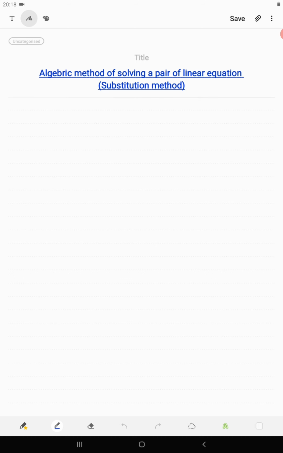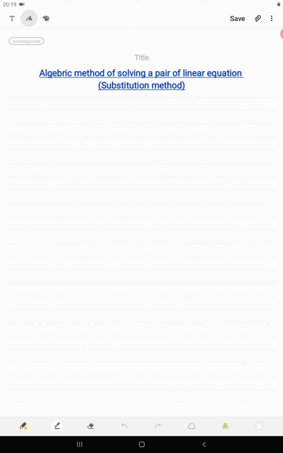My name is Sumit Mishra and today our topic is the algebraic method of solving a pair of linear equations. In that also there are various methods to solve algebraically. So today we are going to understand one of the methods, that is the substitution method.